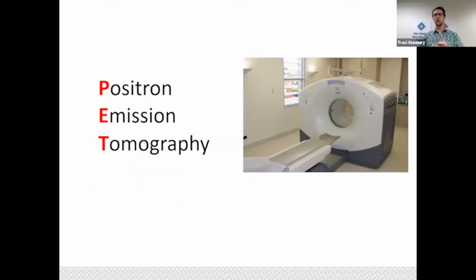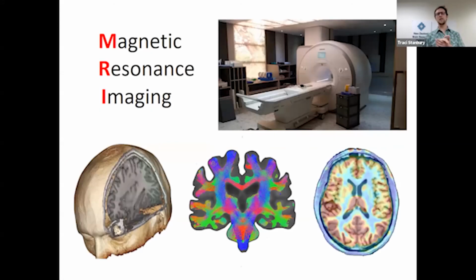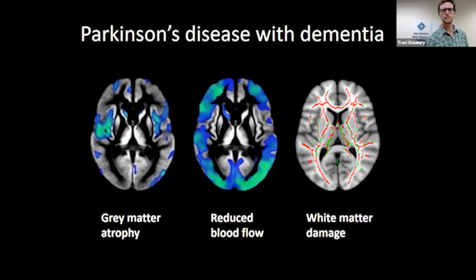So given time here, I might just skip over this positron emission tomography, and we can come back to that if we have time or if you have specific questions about that. But what I'd like to do specifically today is talk about what we're seeing with our MRI scans.